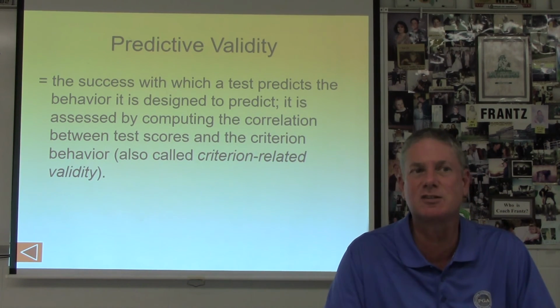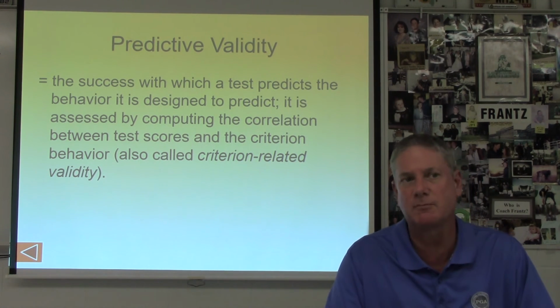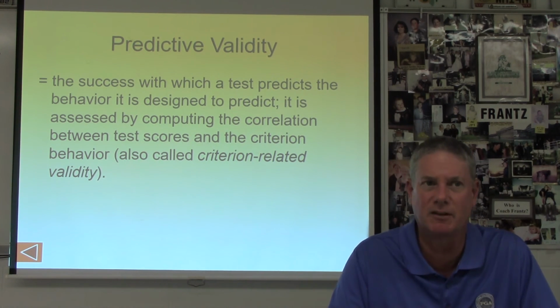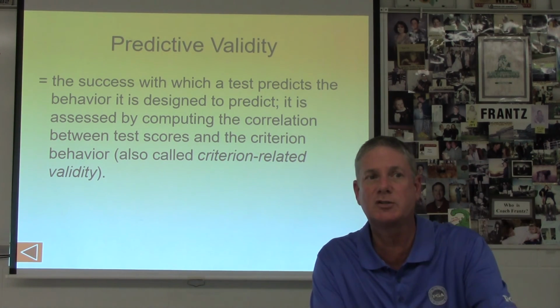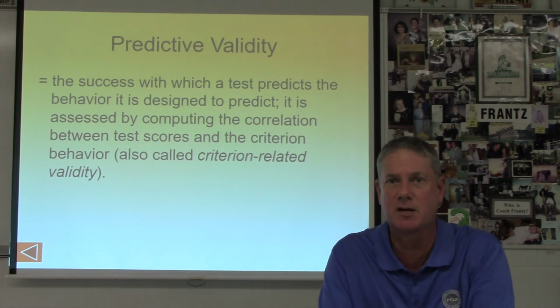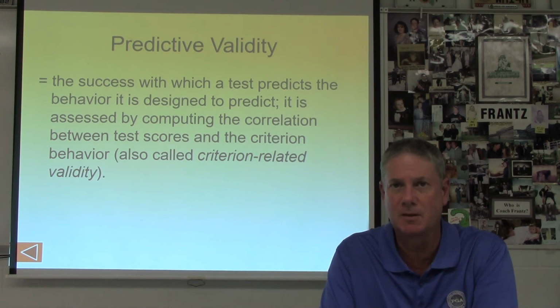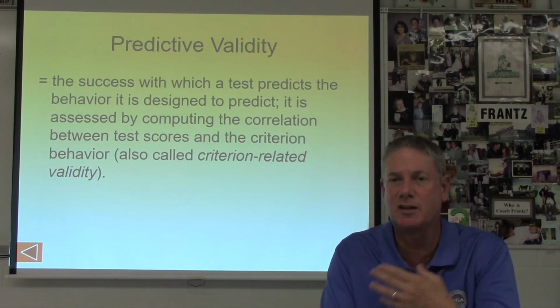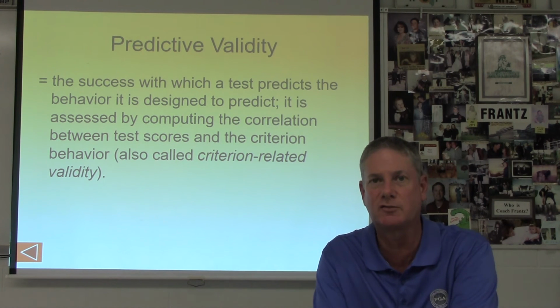Predictive validity is the success to which a test predicts what it's supposed to predict. Sometimes this is also called criterion-related validity. In other words, we look at the correlation between test scores and whatever it is we're actually measuring. An example of that would be the SAT. The SAT is given with the idea that if you score well on that, you should have enough knowledge to be able to do well in school.